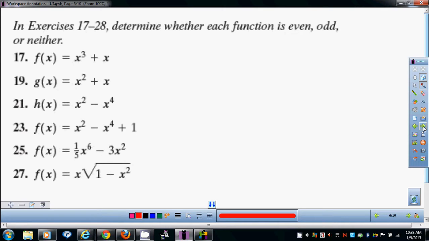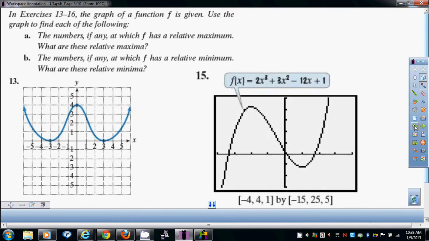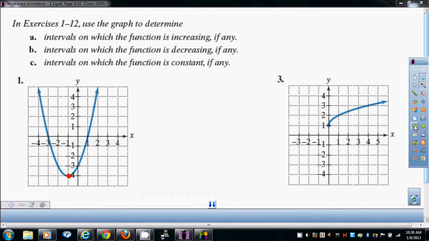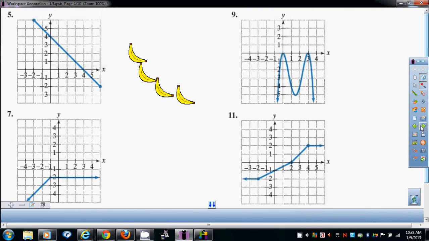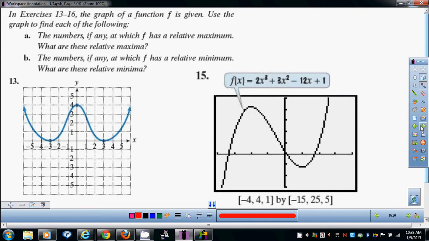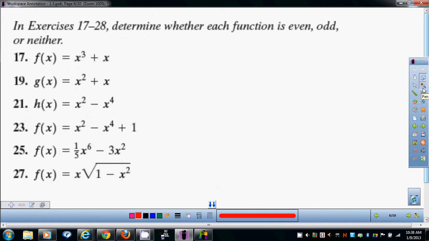Determine whether each function is even, odd, or neither. What does that mean? Well, I'll show you. Let me go back to this for a second. Is this function symmetrical around the y-axis? Functions that are even are symmetrical around the y-axis. Functions that are symmetrical about the origin, let me see if we have one here. No, we really don't. Functions that are symmetrical around the origin, and I would draw one if my board was working, which it's not.